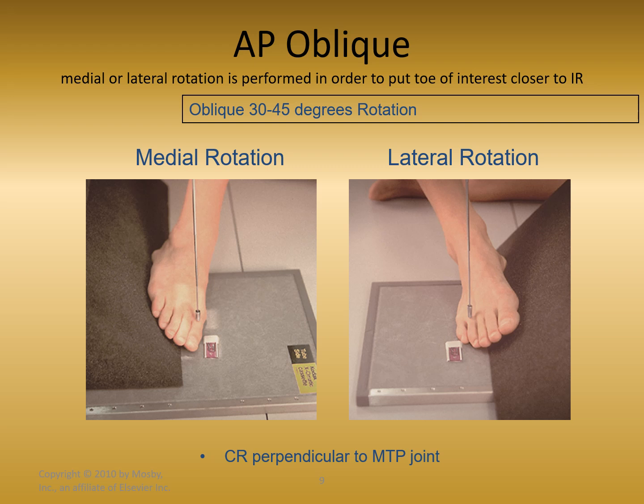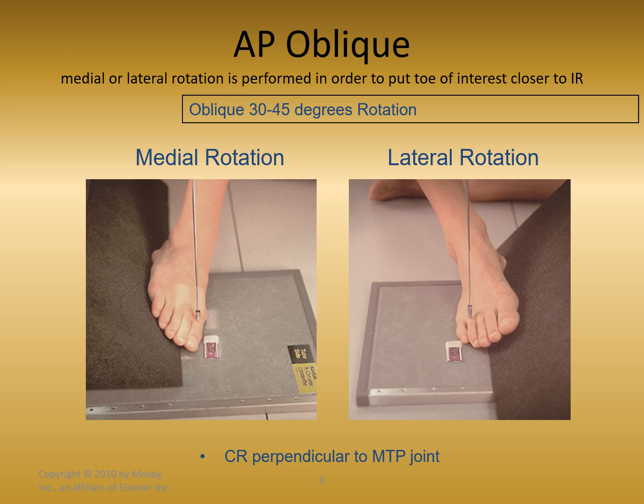The rotation of the toes is 30 to 45 degrees. You can use the top of the nail bed, the toenail, to kind of measure or visualize that rotation, and the angle that the nail bed is making with the IR will be a good indication of the amount of rotation that you've used for the toe.